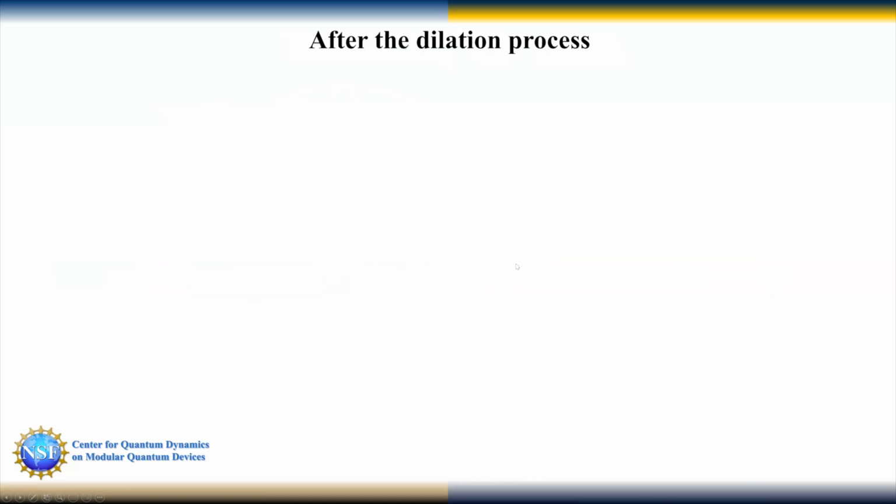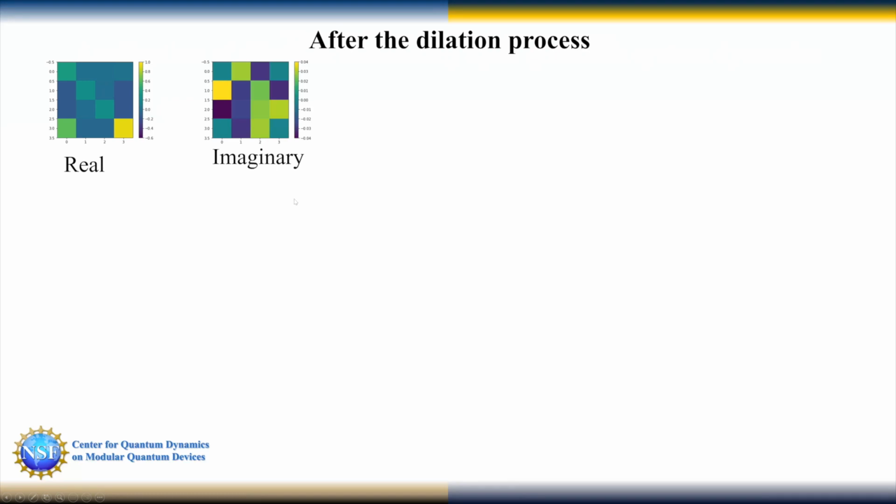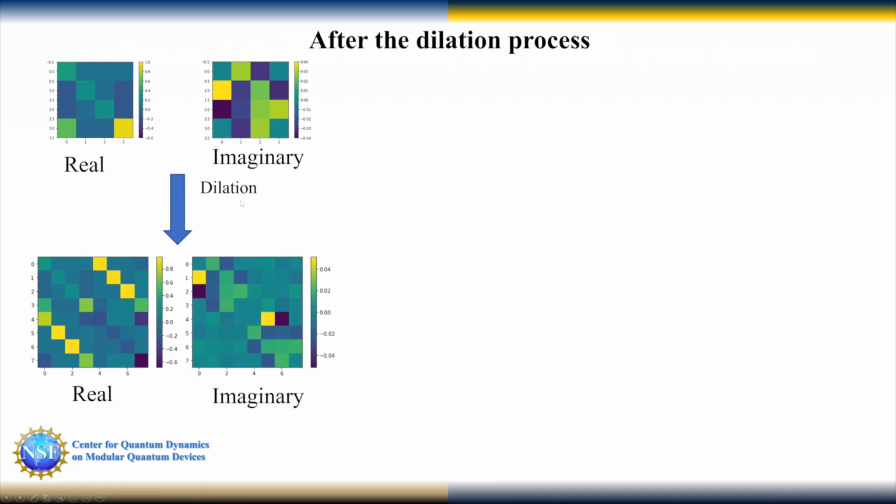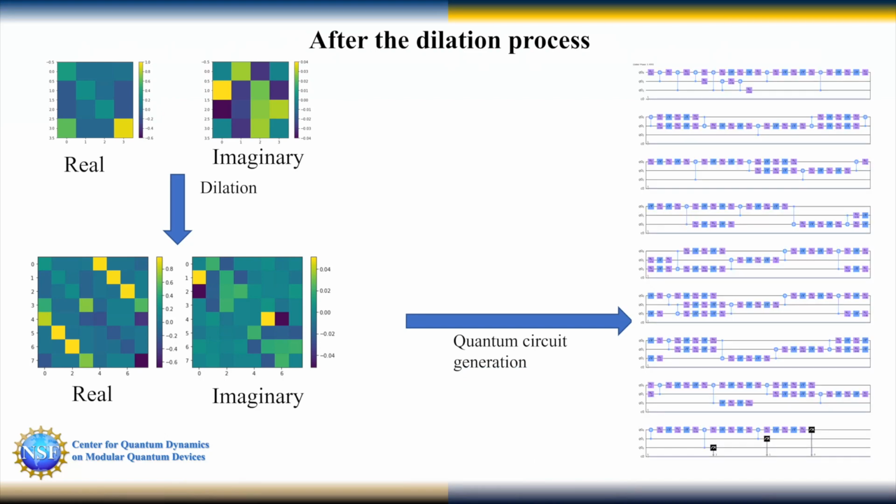Next, after this dilation process, our originally 4x4 G prime, our propagator with real and imaginary parts, becomes an 8x8 matrix after we apply the dilation. This 8x8 matrix is our unitary U of G prime, which we can use the built-in functions to build a quantum circuit out of. And you can see that for the 8x8 matrix, we need 3 qubits to represent it. And here is an illustration of our quantum circuit.